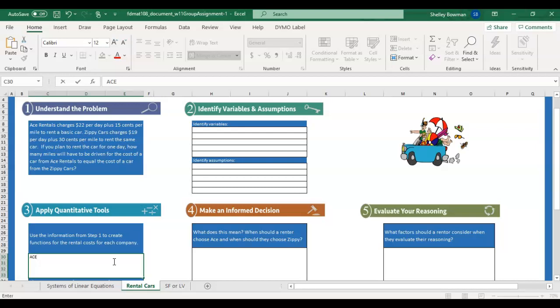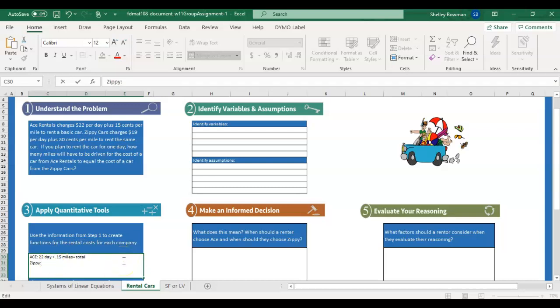To go down a line here in this box, I'm going to press Alt, Enter. On a Mac, you press Option and Enter. So I have Ace and Zippy. The first one for Ace is that they tell me it is $22 per day, $22 times days, and then in addition to that, 15 cents, making sure to make that a decimal of 0.15 per mile. So I'm going to multiply that by miles, will equal our total cost.